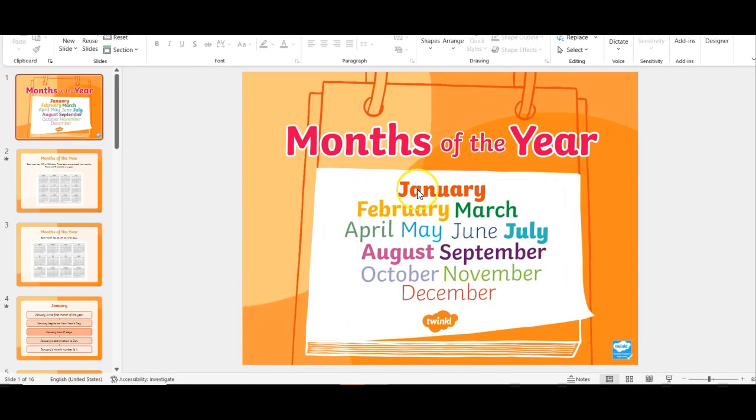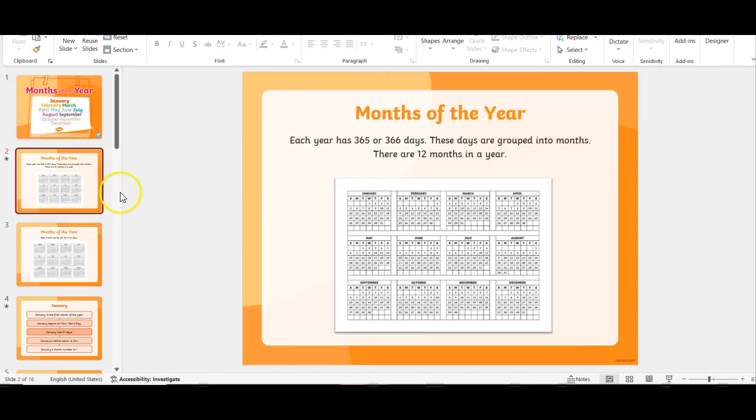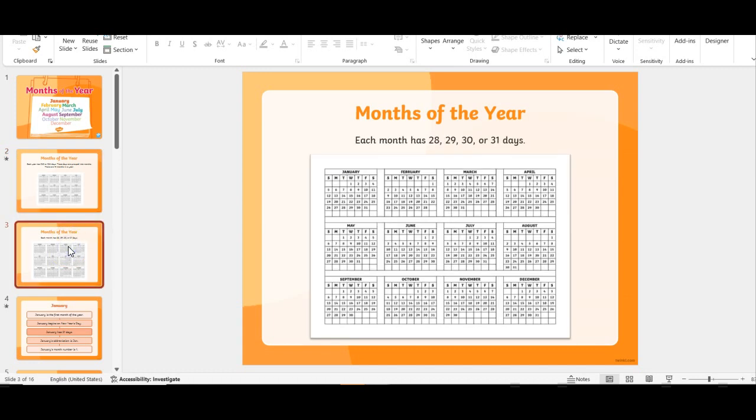Now we are going to have a look at the months of the year. So the months of the year are January, February, March, April, May, June, July, August, September, October, November, December. So each year has 365 or 366 days. And these days are grouped into months. And there are 12 months in a year. And that's what makes a calendar year. Each month has either 28 or 29 or 30 or 31 days.